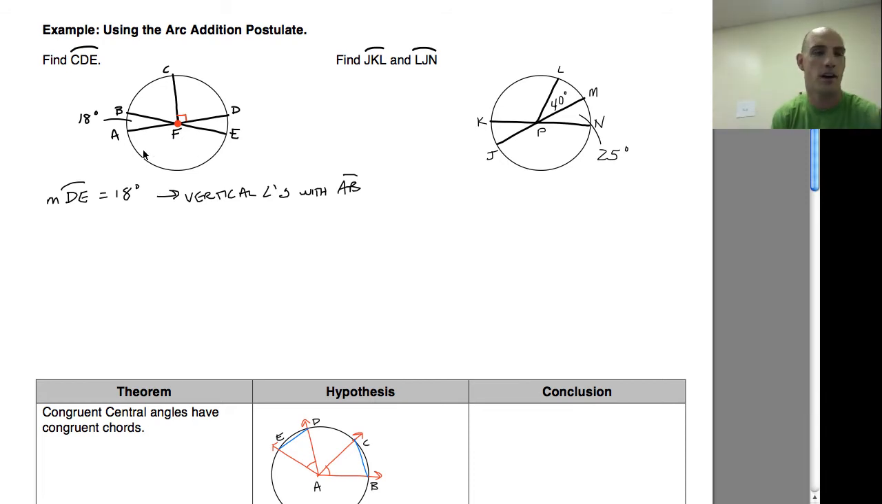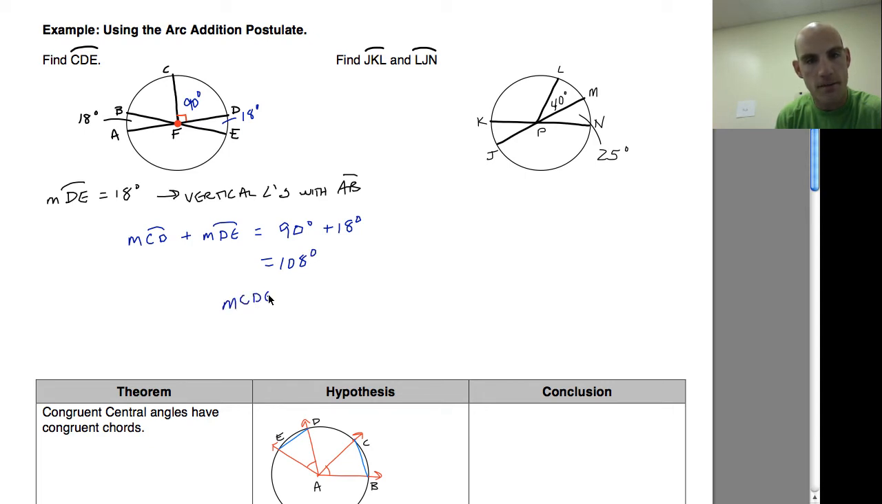So if we're going to find the measurement of this arc here, CDE, we know that this is 90 degrees and this is 18 degrees. Well, if we're going to find CDE, it's all the arcs that make it up together. So the measure of CD plus the measure of DE equals 90 plus 18 equals 108. So the measure of arc CDE is equal to 108. Okay, that's pretty much all there is to it.